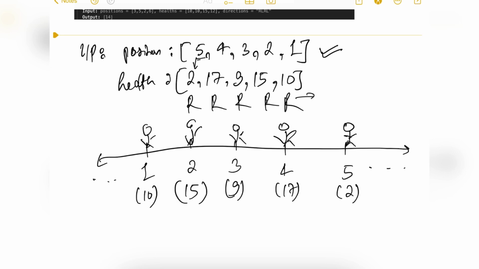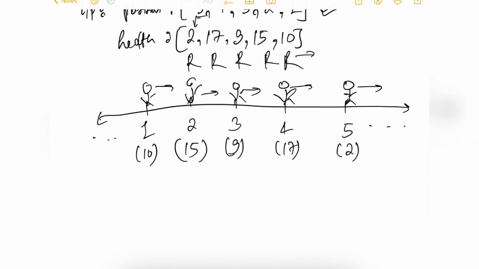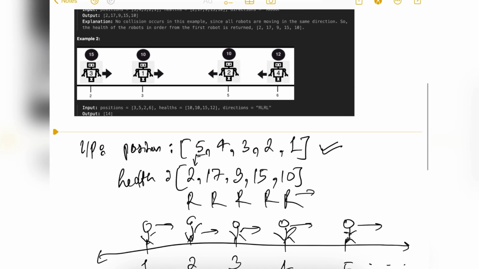And R is the direction, so he is moving to the right, he is also moving to the right, right, right and right. So we have to identify if they keep on moving, there could be a possibility that they might collide. So after the collision, how many robots are left and what is their health? That we have to determine, right? Because in this scenario, since everybody is moving in the same direction, they won't collide. If I'm moving one step, then this one also moves one step, this one also moves one step, so they'll never collide.